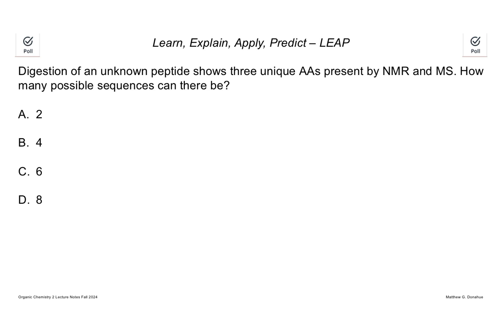Now to put that into context, imagine you have an unknown peptide. It has 3 unique amino acids present by NMR and mass spec. How many possible sequences are there? Any mathematicians in the crowd? I'm sure there's some equation you can just shove those things into and it'll spit it out. But I've neglected to put that on this slide for the last 4 years. So maybe we'll just start drawing some stuff here.